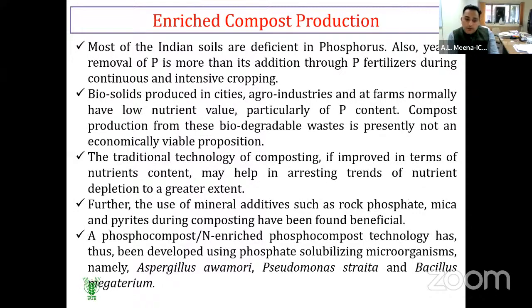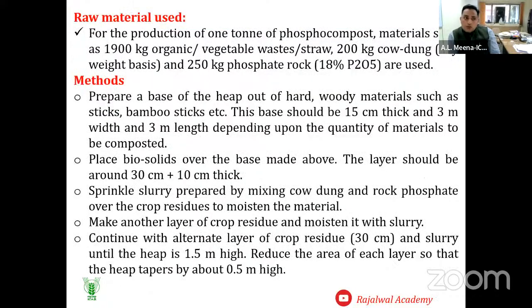Further, mineral additives such as rock phosphate, mica and pyrites are raw materials which can be used in organic farming for preparation of enriched compost. The phosphocompost or nitrogen enriched phosphocompost technology has thus been developed using phosphate solubilizing microorganisms like Aspergillus, Pseudomonas, and Bacillus. Now, for the production of 1 ton of phosphocompost, the raw materials used are 1,900 kg of organic material such as vegetable waste or straw, 200 kg of cow dung, and 250 kg of phosphate rock.